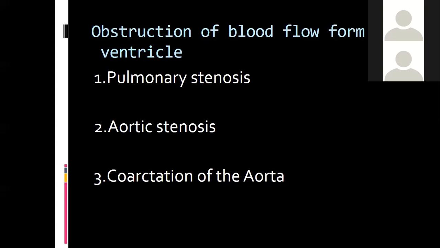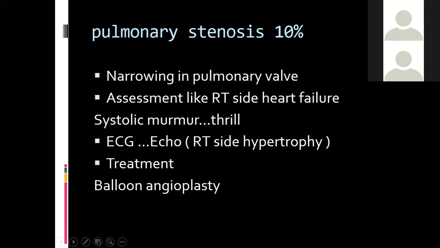So now we will discuss another entity, under the heading of congenital heart disease: obstruction of the blood flow from the ventricles. Number one, pulmonary stenosis, aortic stenosis, and coarctation of aorta. Now, number one is pulmonary stenosis. They comprise about 10% of the cases. This condition is characterized by narrowing of the pulmonary valve, producing the pulmonary stenosis.